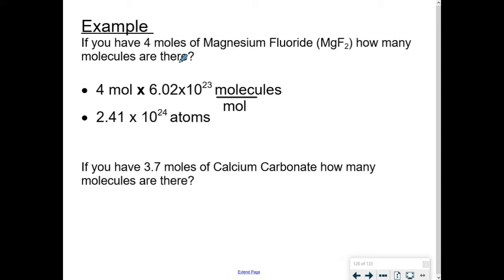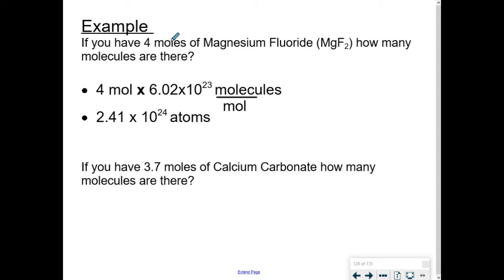Let me just change the context of this a little bit. Let's say that I told you that you had 4 dozen donuts. How many donuts do you have if you have 4 dozen? Hopefully in your mind you're going, okay, 4 dozen, a dozen is 12, so 4 times 12 is 48. Well, you're more or less doing the same thing here.